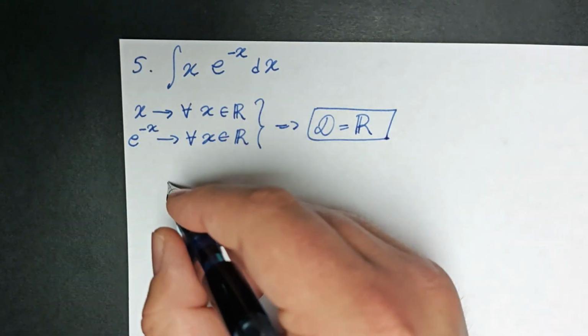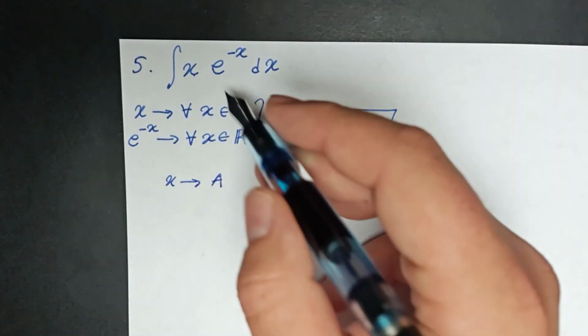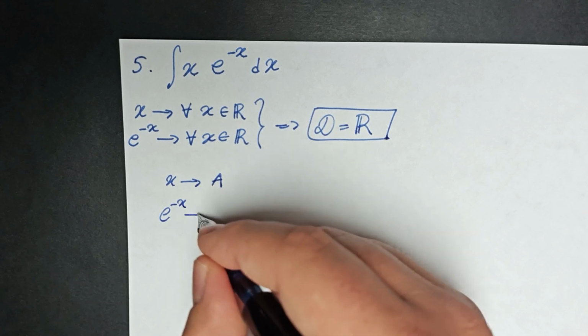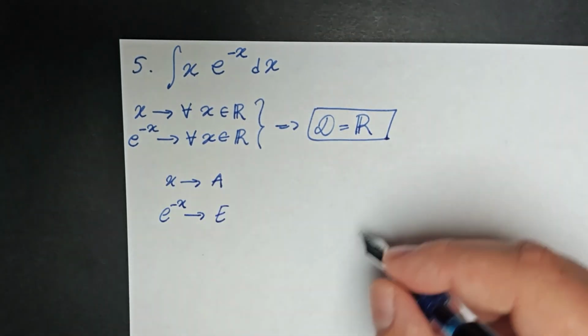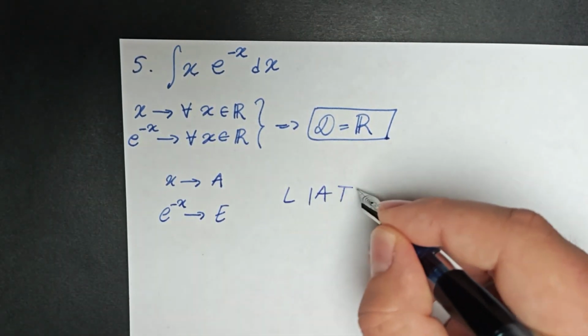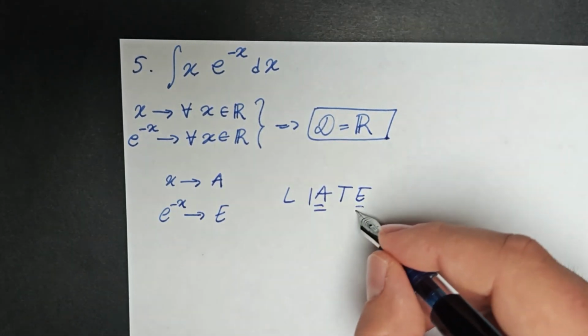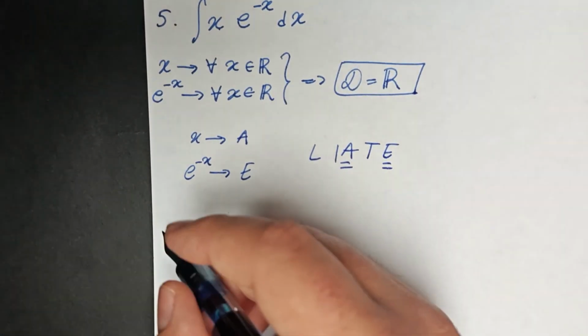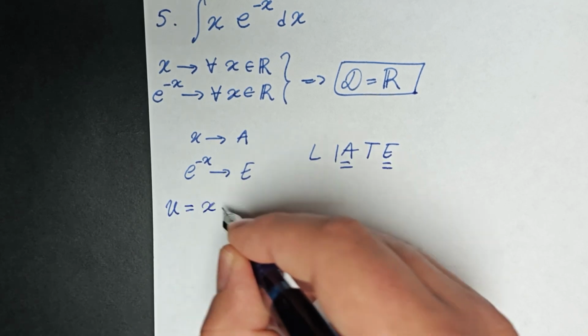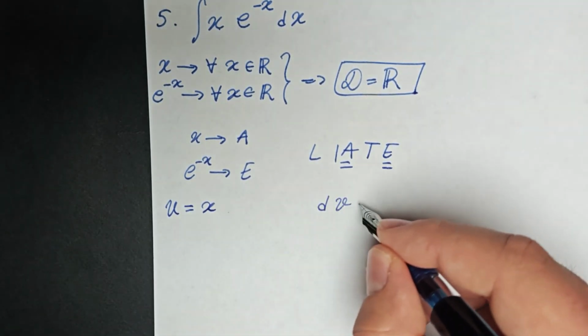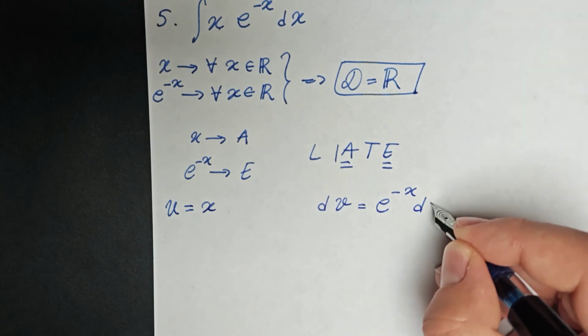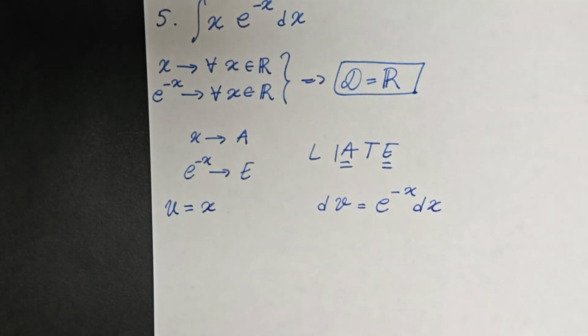We have x here, which is algebraic, and we have e to the power negative x, which is exponential. Remember the LIATE trick. A comes before E, and that is how we know what is u. u is x, and dv is e to the power negative x dx.